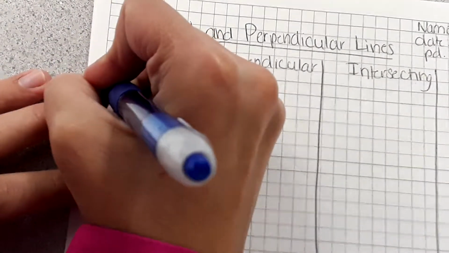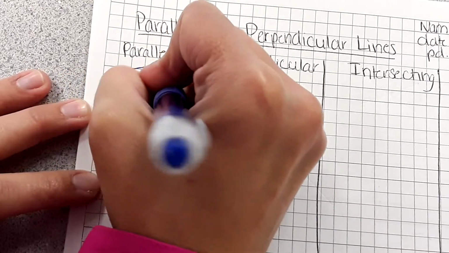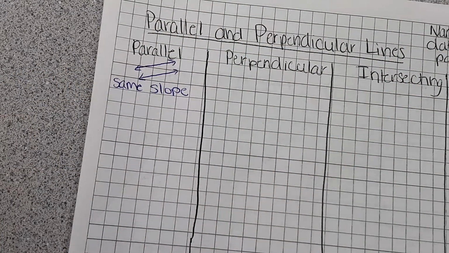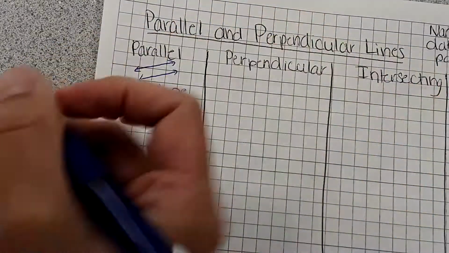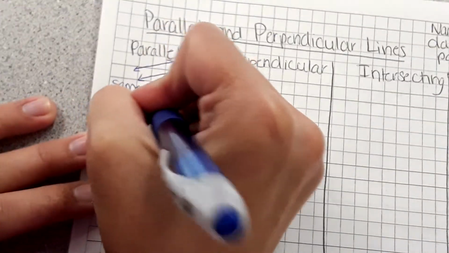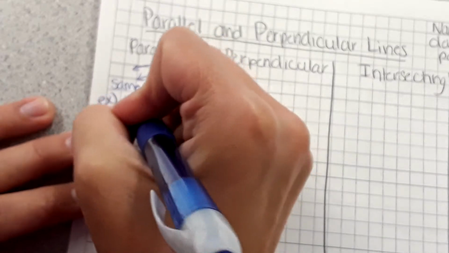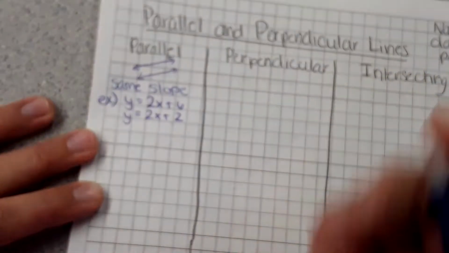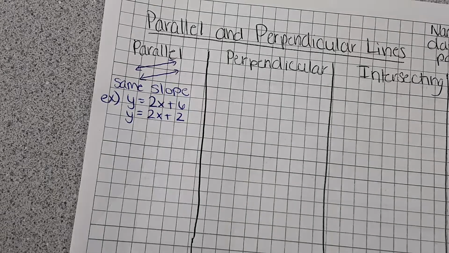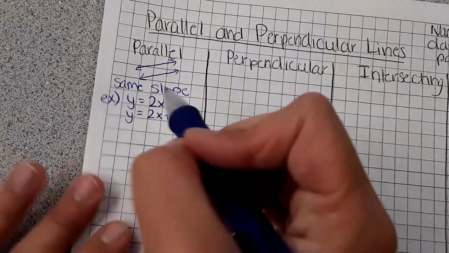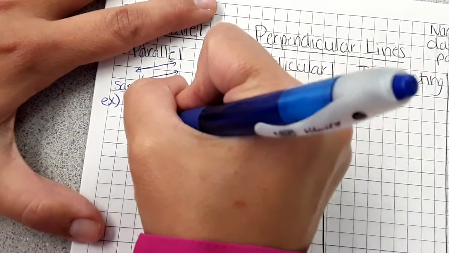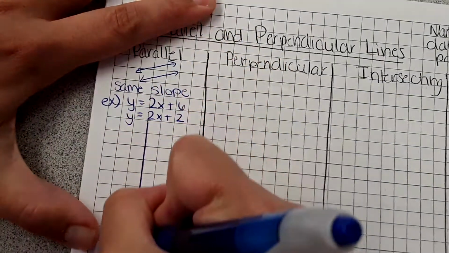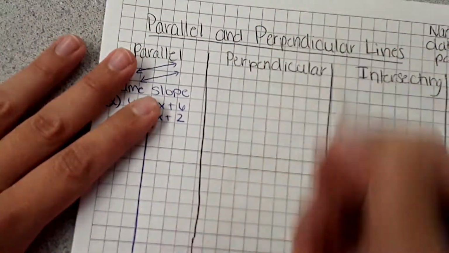Parallel lines in the equations have the same slope. And what that looks like in terms of an equation is like this. Y equals 2x plus 6, and maybe y equals 2x plus 2. So if you're given these two equations and you were asked, are they parallel, perpendicular, or something else, you would look at the slopes, you see that they have the same slopes, and you could say that they are parallel. If you weren't sure about the rules, you could graph it out.